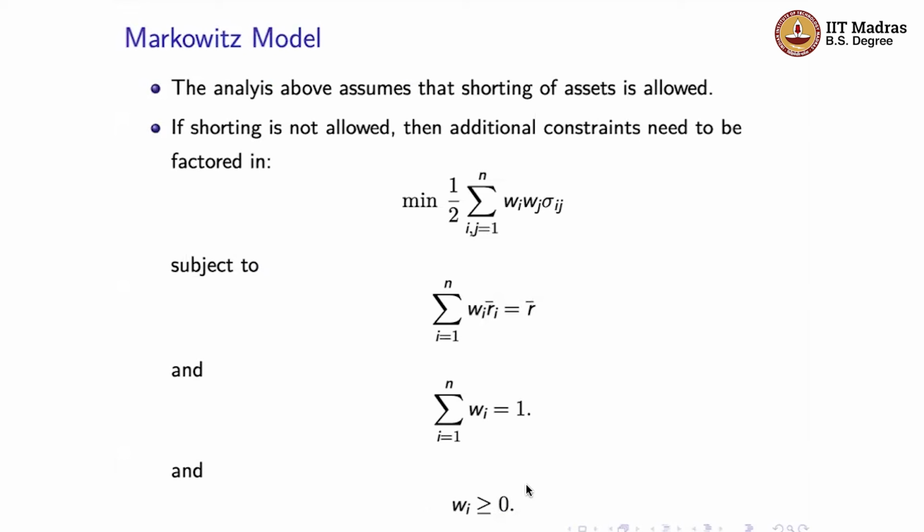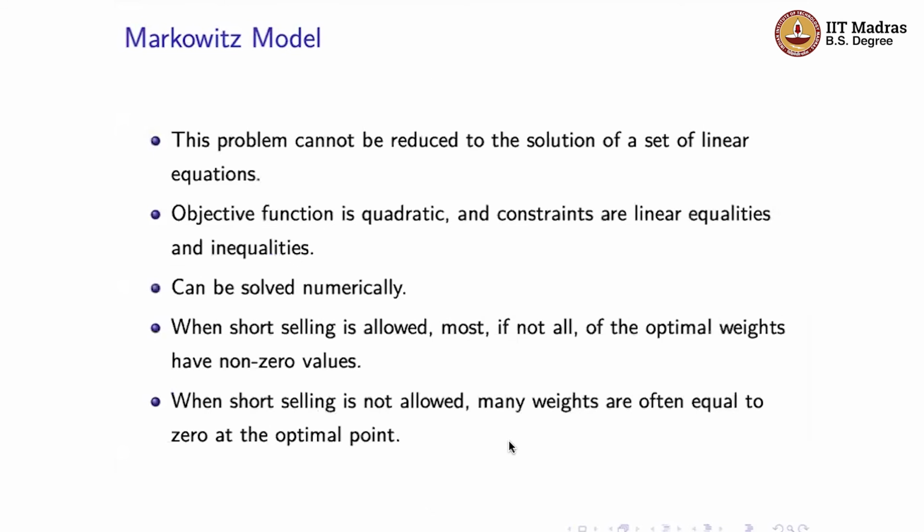But the implication of adding this additional constraint, wi greater than or equal to 0 for all i, is that now we will no longer get the nice result that we had, that the first order conditions are all going to be linear equations. So that is one complication. This is coming from the fact that the objective function is quadratic as before, and the constraints are linear equalities, which is also as before, but now some of the constraints are inequalities. So we cannot reduce the whole thing to a solution of a set of linear equations. But the good news is this problem is still tractable in the sense that it can be solved numerically.